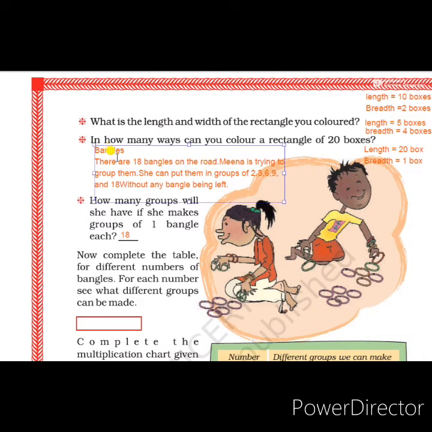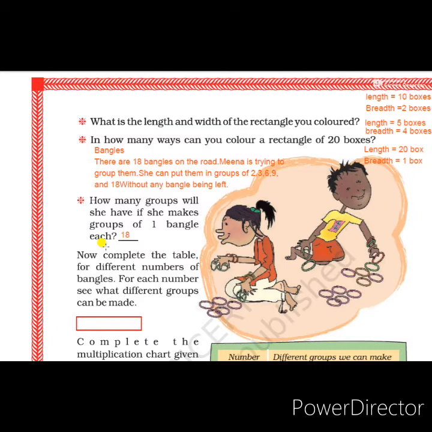There are 18 bangles on the road. Meena is trying to group them. She can put them in groups of 2, 3, 6, 9 and 18 without any bangles being left. Now, how many groups will she have if she makes groups of 1 bangle each? Meena found 18 bangles on the road. Using these bangles, she made different groups: groups of 2, 3, 6, 9 and 18.